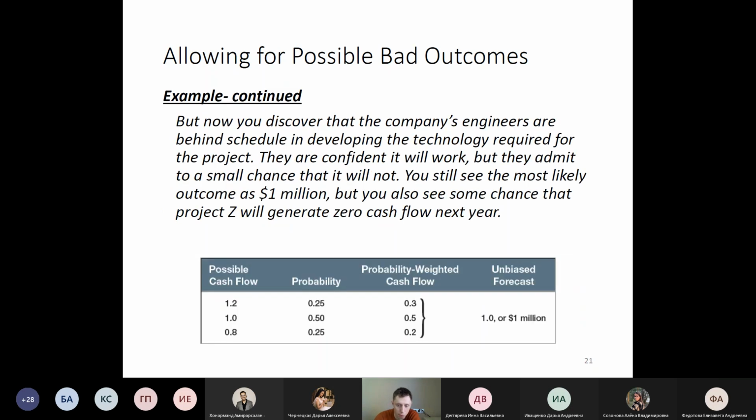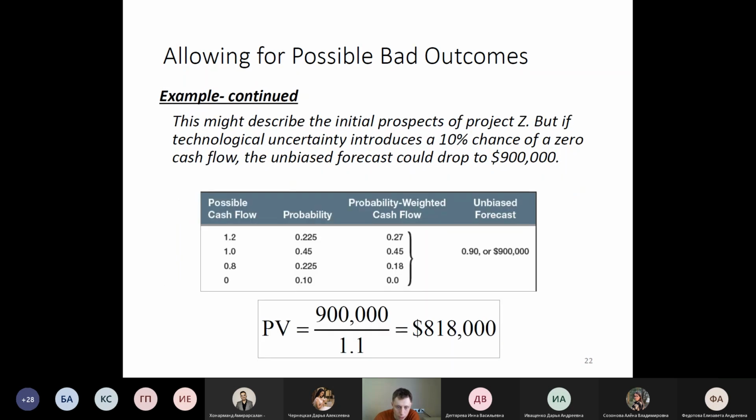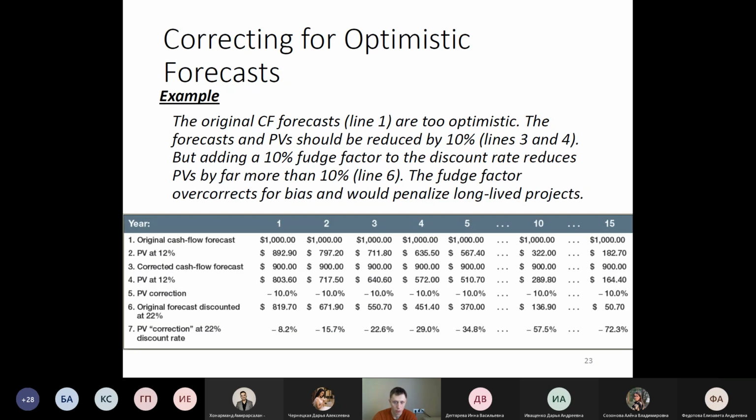Here we consider multiple ways of making an adjustment for the risks. We can make a simplified scenario analysis by considering probabilities of different outcomes to estimate the expected present value. And also we can add a so-called fudge factor to the discount rate. So we expect to have some risk, and therefore we increase the discount rate, in this case by 10%.